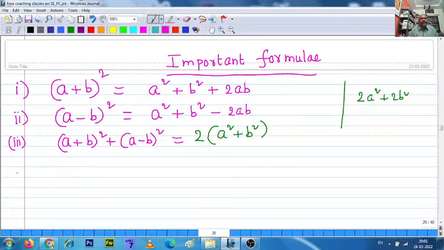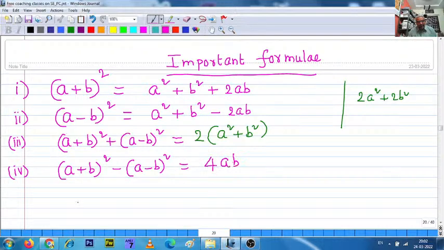Next, one more. If you subtract A minus B whole square from A plus B whole square, what do we get? These formulae play a vital role in some numerical calculations also. In a simple manner you can do it. A plus B whole square minus A minus B whole square: A square cancels, B square cancels, plus 2AB plus 2AB. This will be 4AB. Clear?